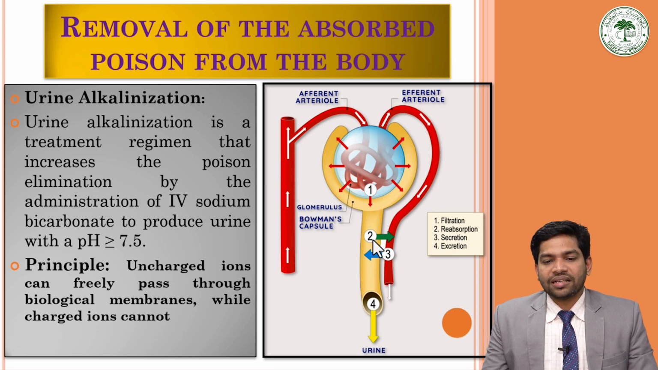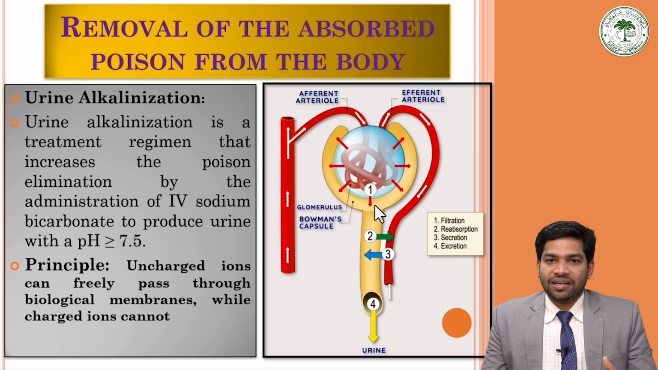Now when they are in the tubules, at the time of reabsorption of the solutes, the uncharged ions are seen to pass freely through the membranes, whereas charged ions are soluble and will be excreted in the urine. So this principle is applied for urine alkalinization. Suppose a toxic substance is passing through the urine. If it is in the unionized form, it will be absorbed back. But if it is in the ionized form, it will not be absorbed back.